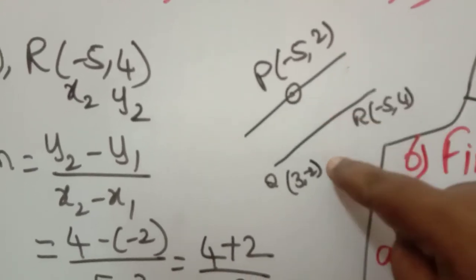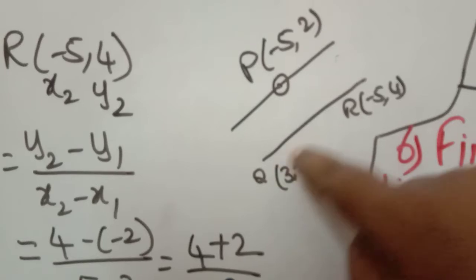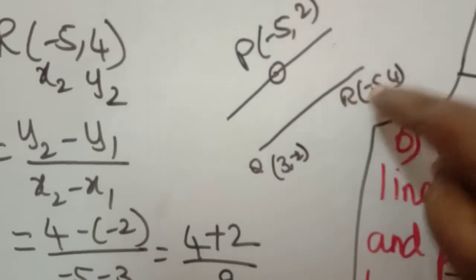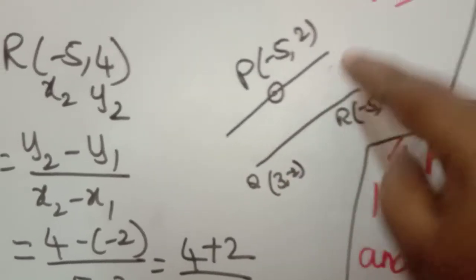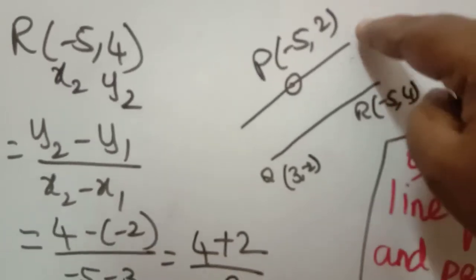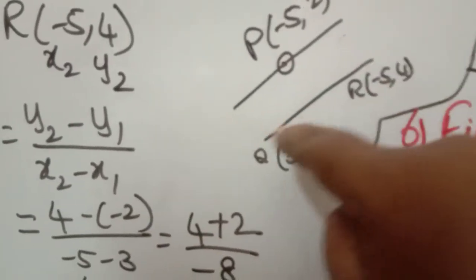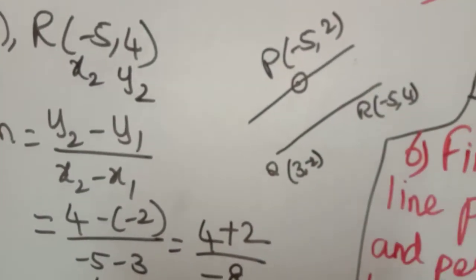This line is parallel to this line. This line is the line joining these 2 points. Okay, we have to find the equation of this line. This line is parallel to this line. These are all the conditions given in the question.